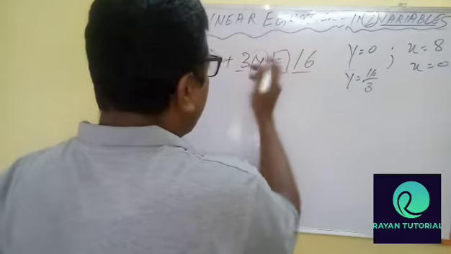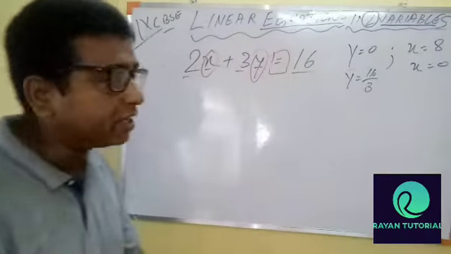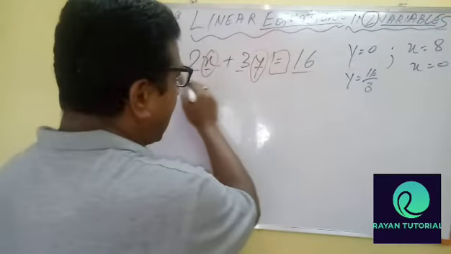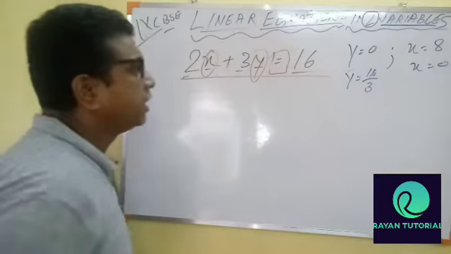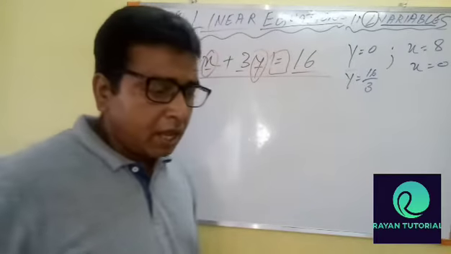And this is something equals to something. That's why it is an equation. And as it is in a line, this is called linear equations in 2 variables. Clear? Is that clear?